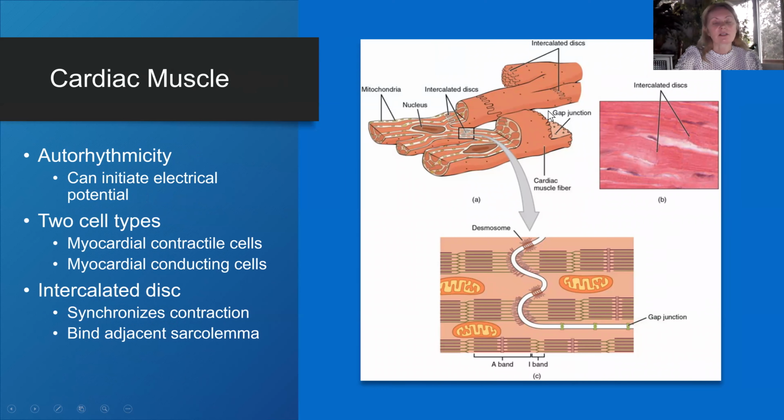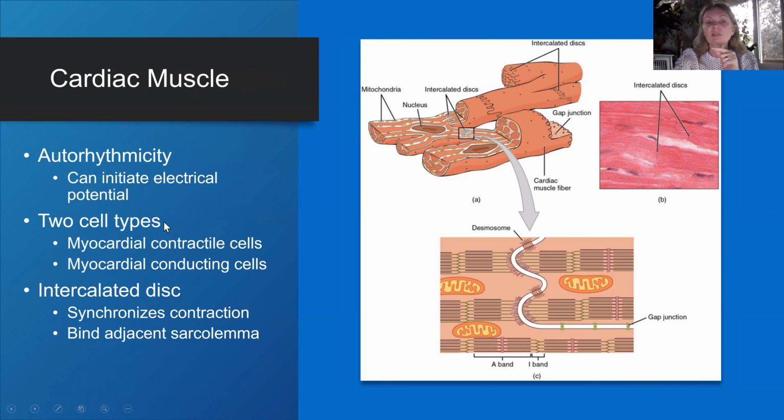Now, cardiac muscles. Cardiac muscles are very interesting because they are autorhythmic cells. So they have the property of autorhythmicity. That means they can initiate an electrical impulse. So your heart doesn't need to receive a signal from your brain to contract. You have special cells within the heart muscle that are going to initiate electrical impulses on their own.